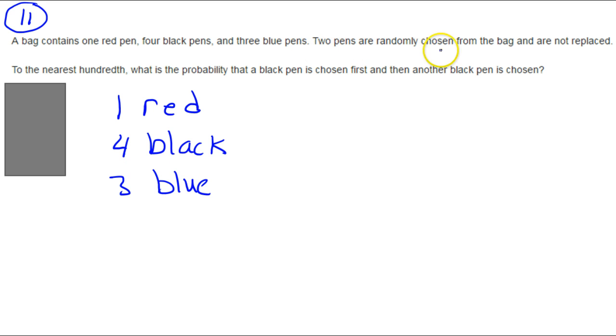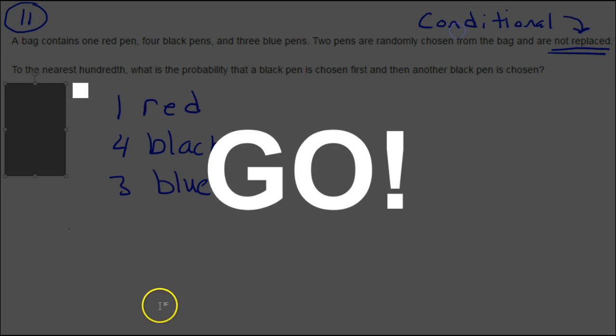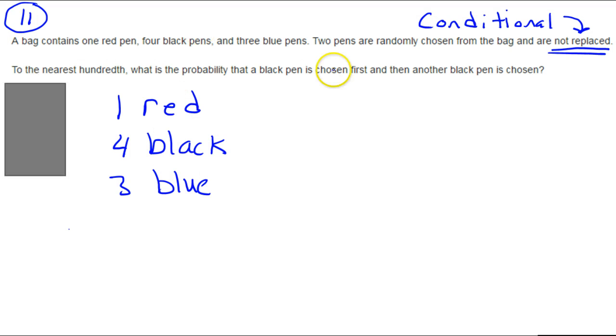Okay, 2 pens are randomly chosen from the bag and are not replaced. As soon as you see that it's not replaced, that's how you know that we're dealing with conditional probability. I had to really think about how to spell it. So just be careful. We're picking 2 pens, but because we're not replacing, when you pick the second pen, the probability will change.